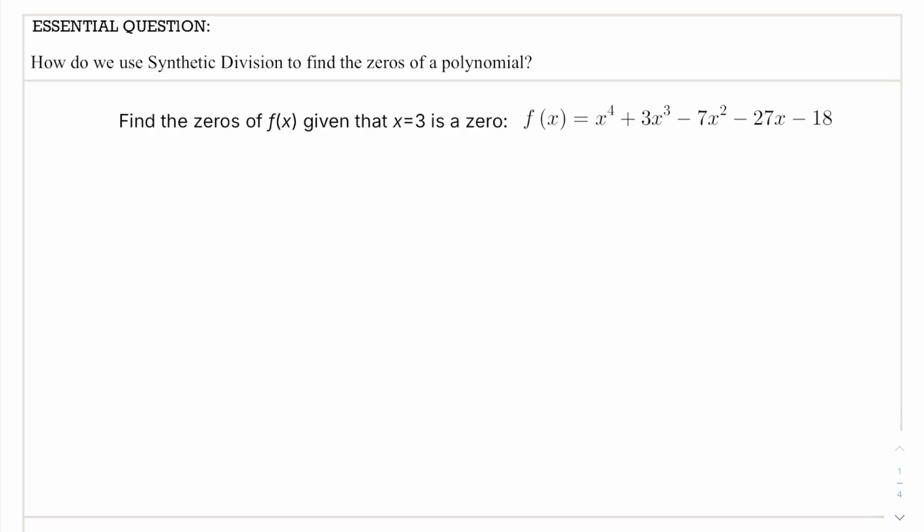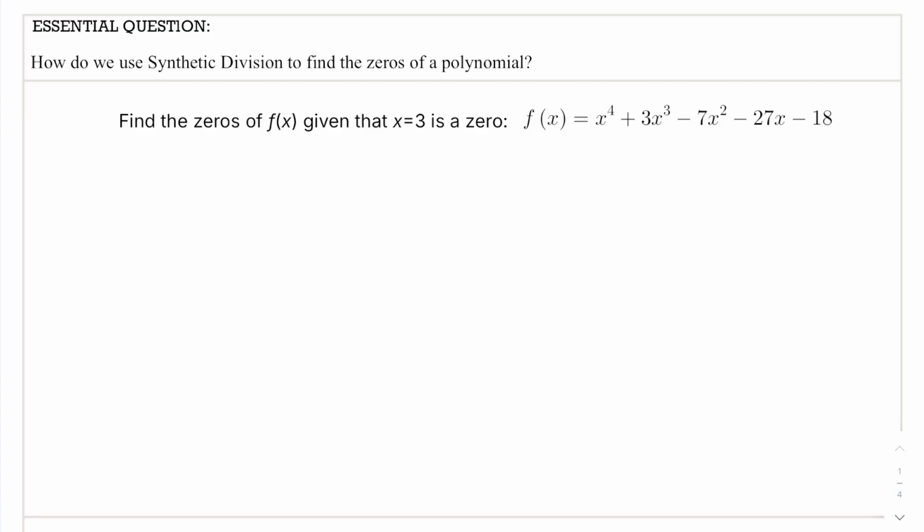Synthetic division is one of my favorite topics in polynomials, and so today we're going to look at finding the zeros of a polynomial using synthetic division. Here we've got the polynomial f of x equals x to the fourth plus 3x to the third minus 7x squared minus 27x minus 18, and we're told that x equals 3 is a zero.